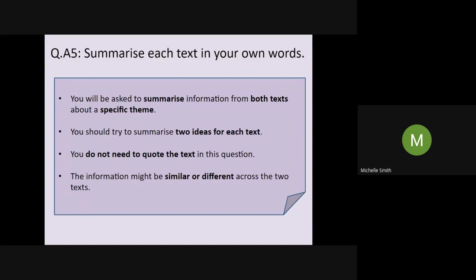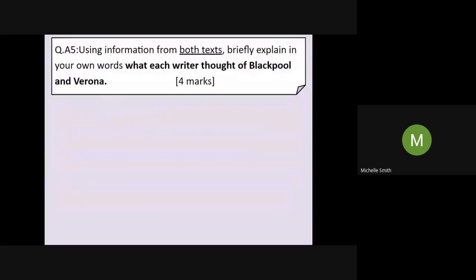It doesn't matter. Okay, so if we look at a question then, using information from both texts, that's really important, both texts, briefly explain in your own words what each writer thought of Blackpool and Verona. And you can see it's worth 4 marks. So when I said it was going to be on a theme, this one is quite broad, isn't it? What each writer thought about Blackpool and Verona.